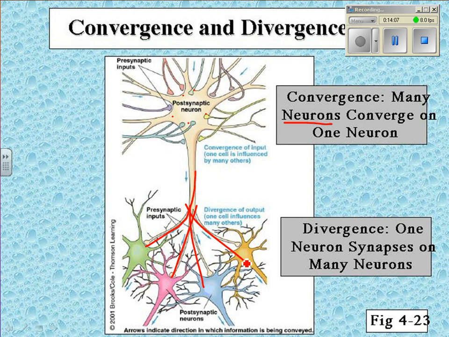Now, if you think about that, you can have millions and millions of connections. A nerve cell doesn't just connect with another nerve cell in the brain. In the brain, a nerve cell can connect with lots of different nerve cells. So it's just called convergence and divergence, and I don't think that's hard to remember. Convergence means to come together, divergence means to separate. Essentially.